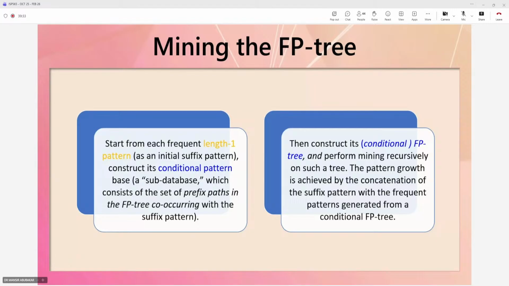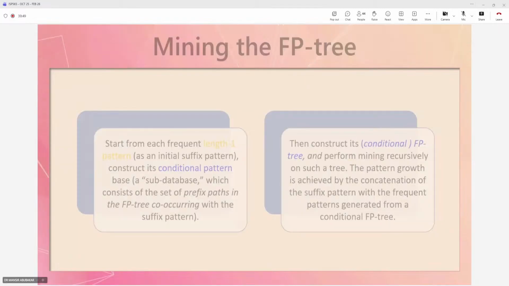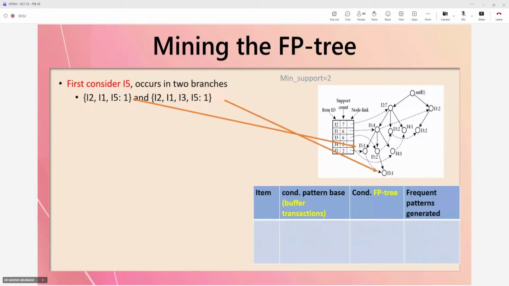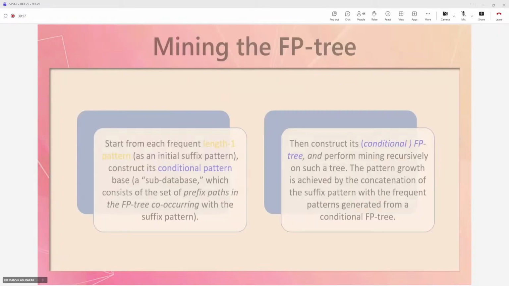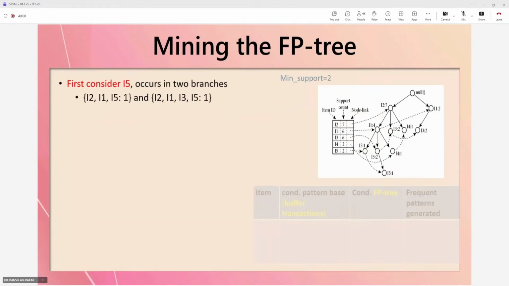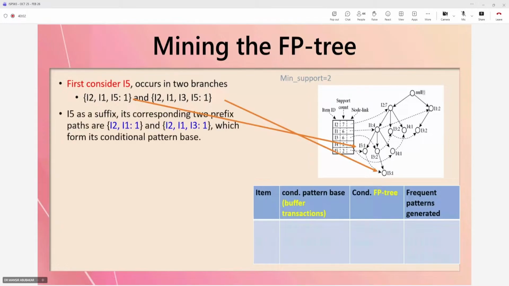Initially, you remember we initiated the header, then we constructed the frequent pattern tree. So the pattern grows by concatenation of the suffix pattern with the frequent patterns generated from the conditional FP tree. So this is how the mining is working. So you can see it here. So we are trying to translate this mining of the FP tree and see how it works. So first, consider I5, for example, which occurs in 2 branches. Yes, we have I5 in the first transaction. We have I5 in another transaction, maybe around transaction 8.